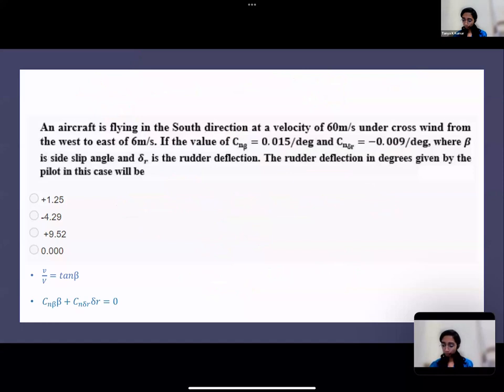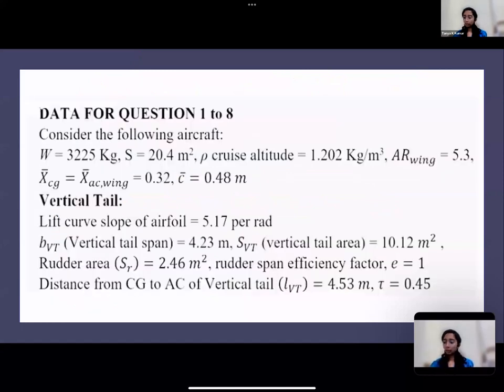All right. Yes, these are the equations that we used. Now look at these questions. This is from your assignment 5. Consider the following aircraft. They've given you the weight. They've given you S, the area, the cruise altitude, density. They've given you the aspect ratio of the wing. XCG is equal to XAC of the wing. XCG of the aircraft is the XAC of the wing, which is 0.32. They've given you mean aerodynamic chord 0.48.